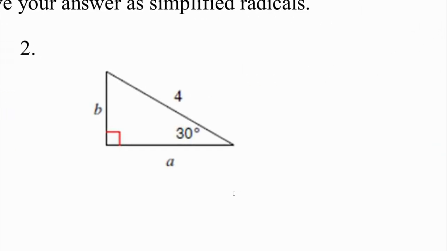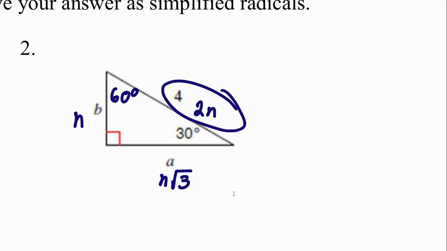Okay. So the next one we should note is a 30, 60, 90 triangle. We see this because of the 30 degrees there, which means this angle is 60 degrees. So again, our n, or our shortest side, is going to be across from that 30 degrees. Our n root 3 is going to be our longer leg, and then our hypotenuse is going to be 2 times n. So again, we're going to use the information that we have, which are these two, in order to solve for n and go from there.